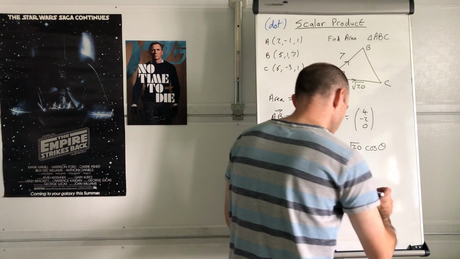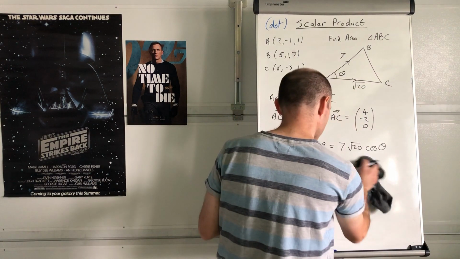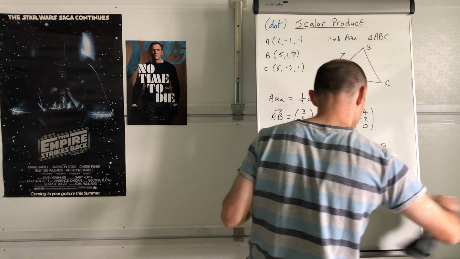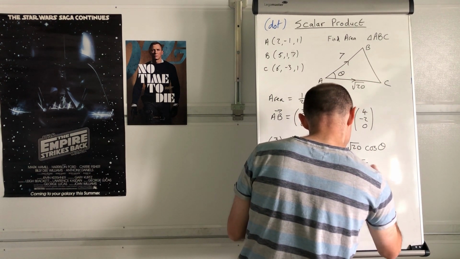Okay, so that's, do you mind if I just do that there? Okay, so 4 root 5 over 35.